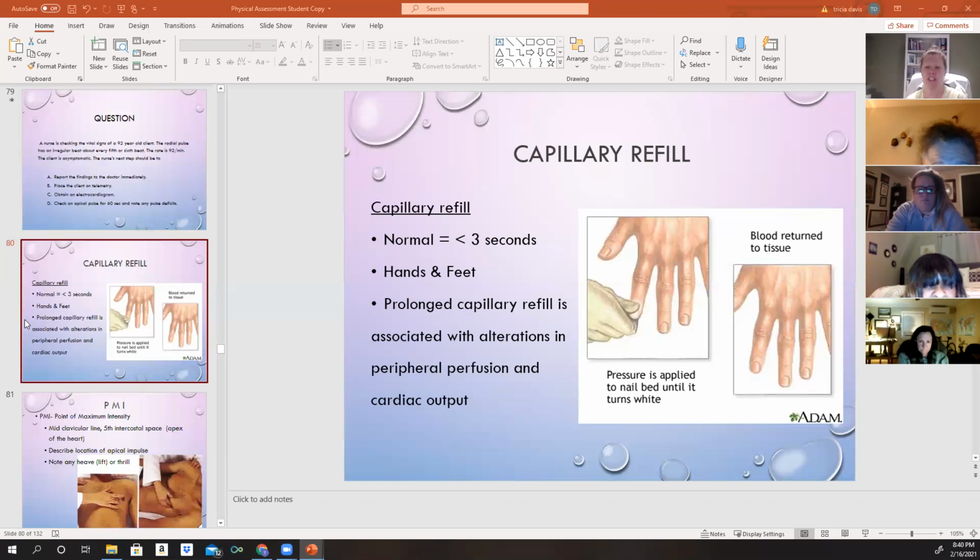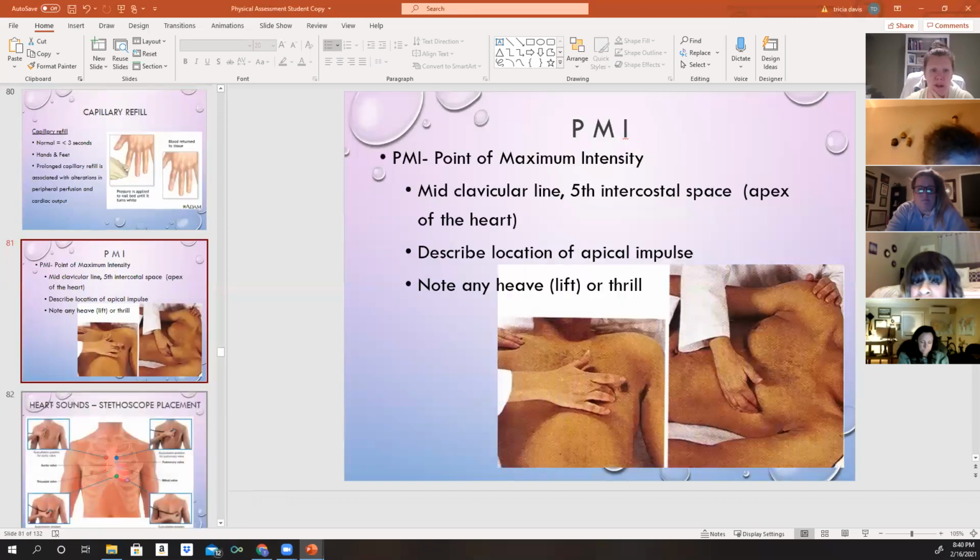And then any capillary refill greater than 3 seconds, or if you see one extremity that's warm and another one's cold. Those are not normal signs that you would see. That would make you think, what's going on with my patient?